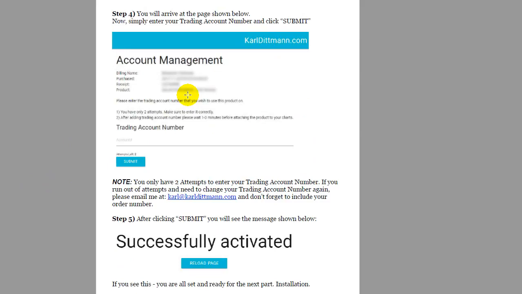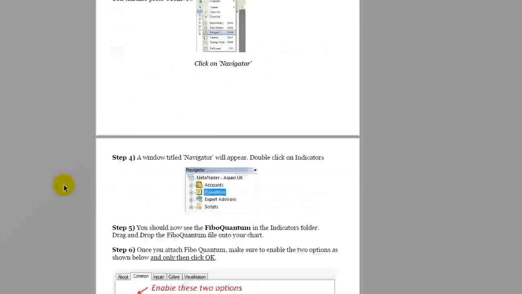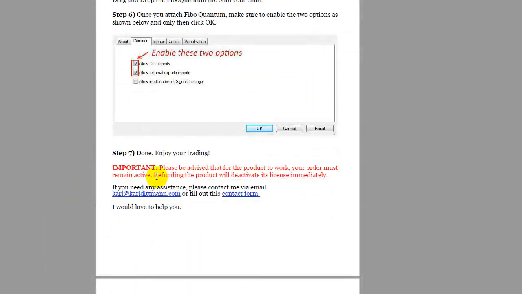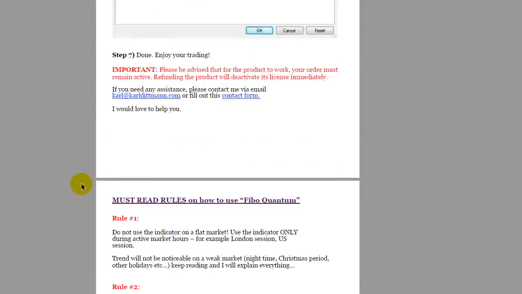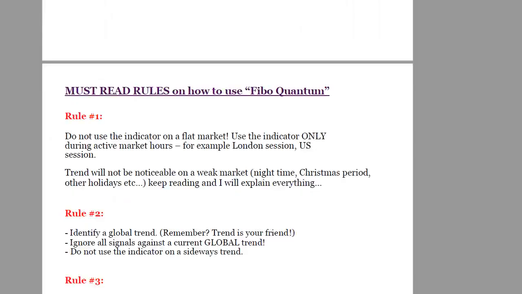Then you'll use your trading account number, which will go into the account management. Next thing you know, you click submit, you successfully activate it, and then you can start using the product. As soon as you refund it, it gets canceled, so you won't be able to use it again. There are certain rules we have to look at before we look at the charts.